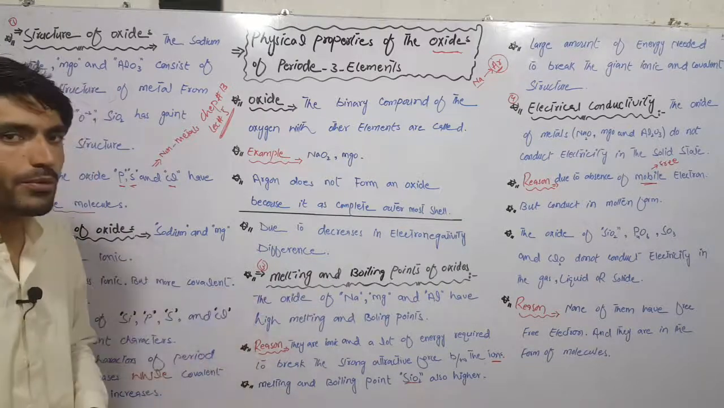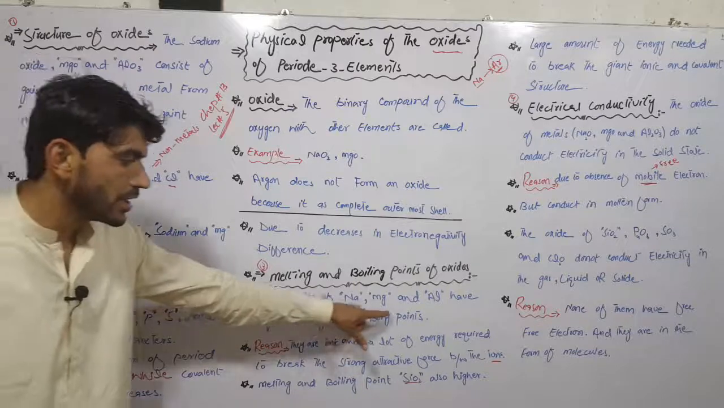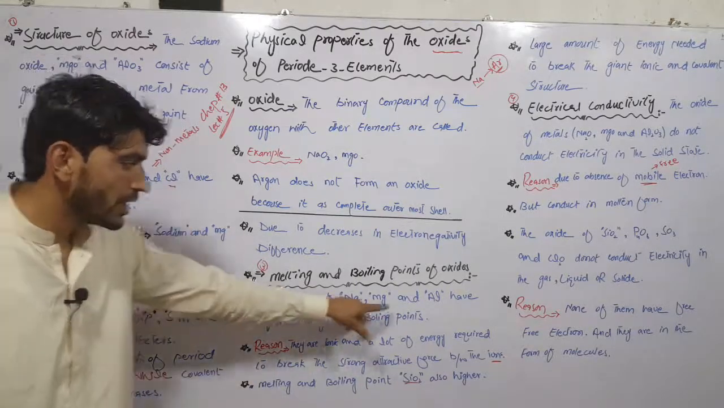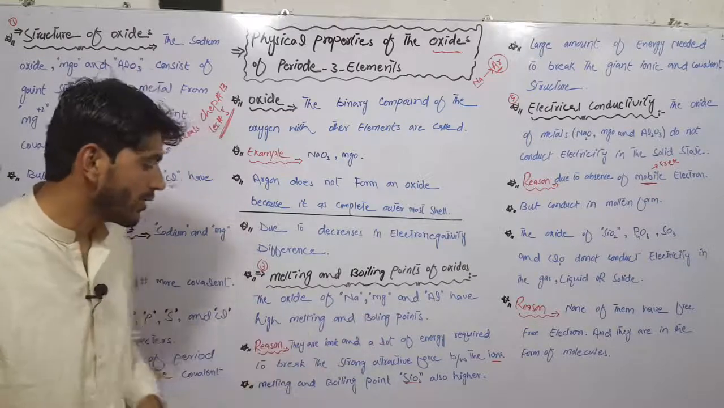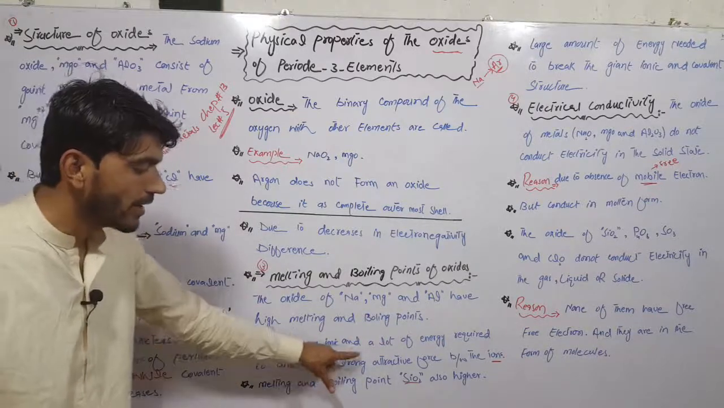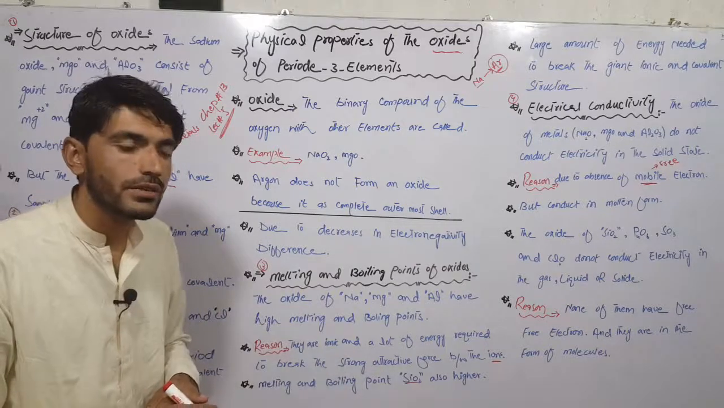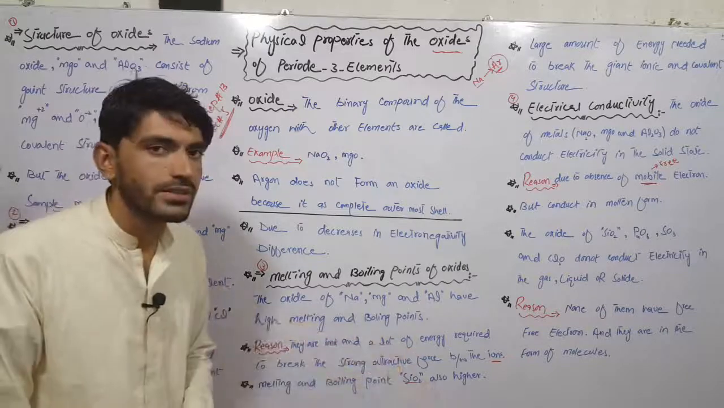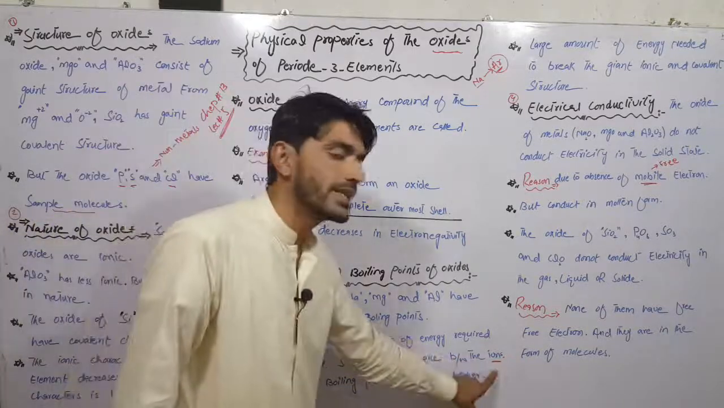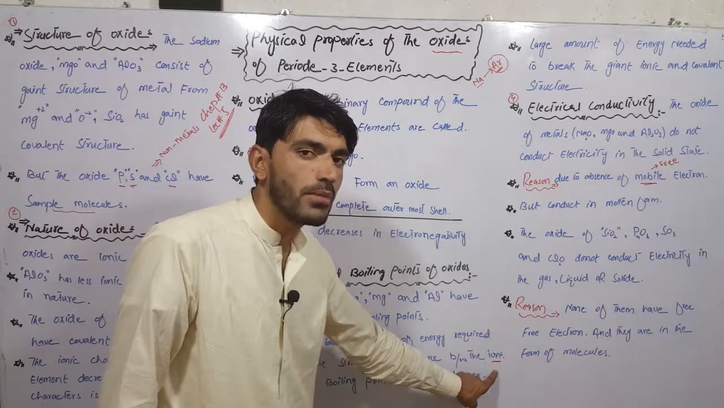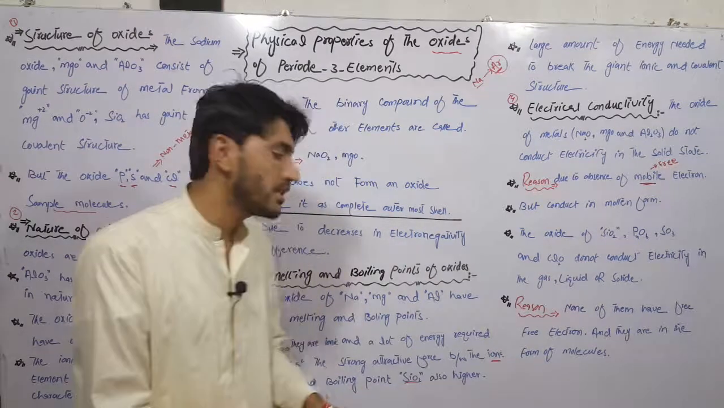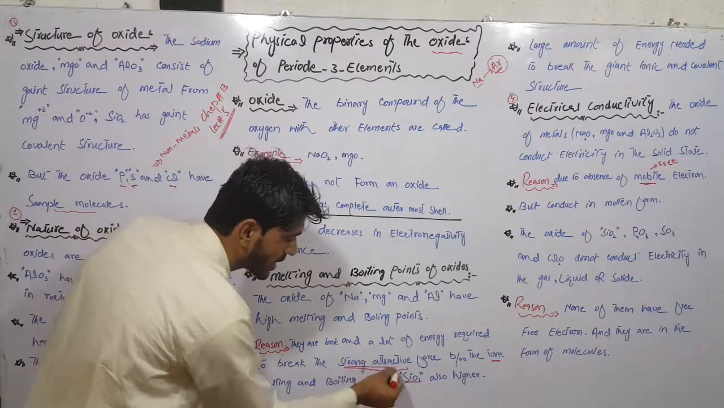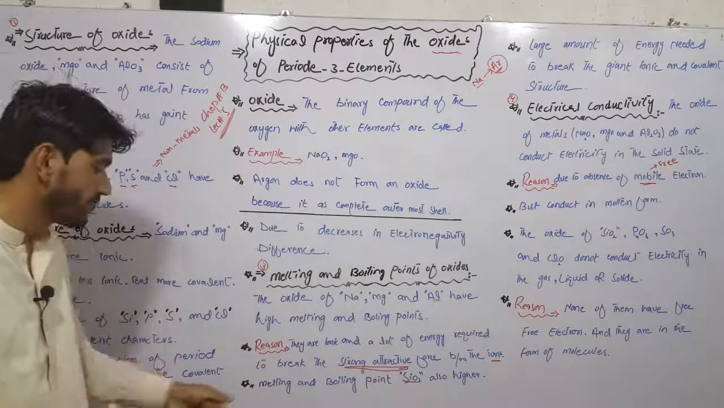Let's see the third one, the melting and boiling point of the oxide. What is melting and boiling point? Let's see. The oxides of sodium, magnesium and aluminium have high melting and boiling points. Reason: they are ionic and a lot of energy is required to break the strong attractive force between ions. Ions may be cations or anions, positive ions or negative ions. So a large amount of energy is required to break the strong attractive force between them.